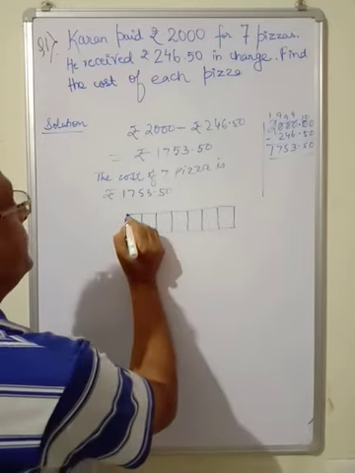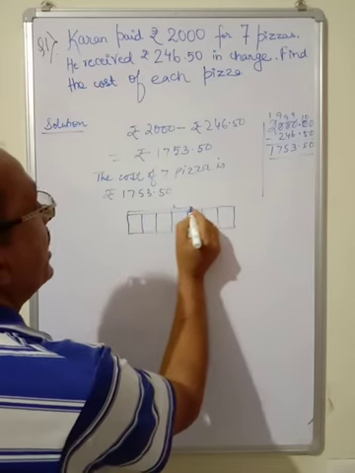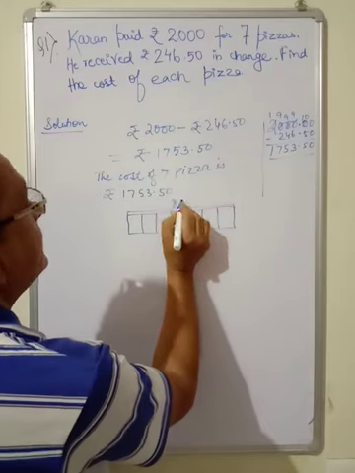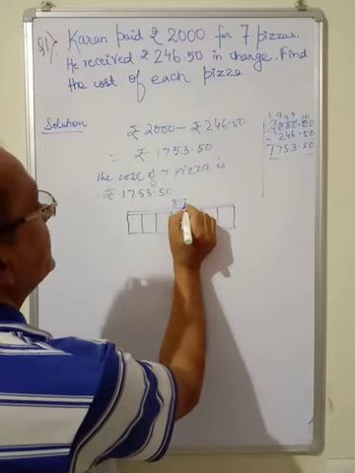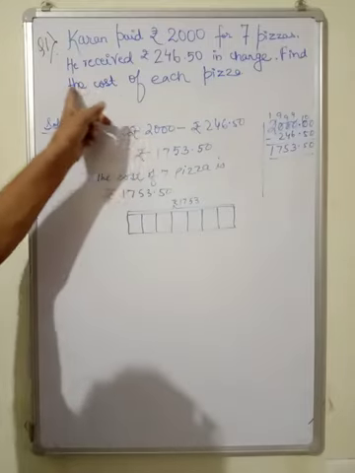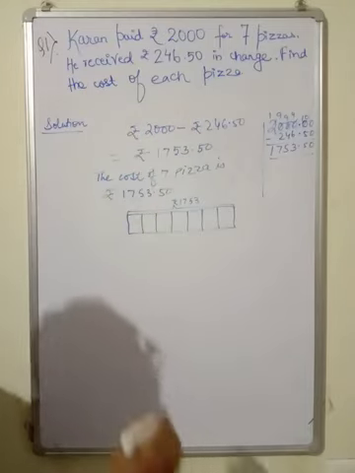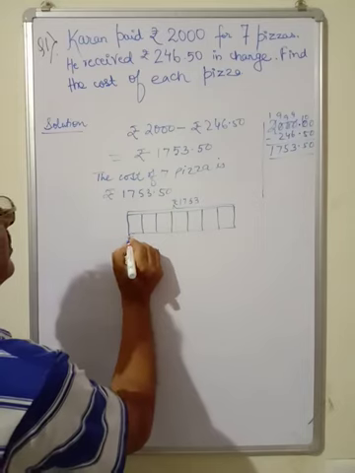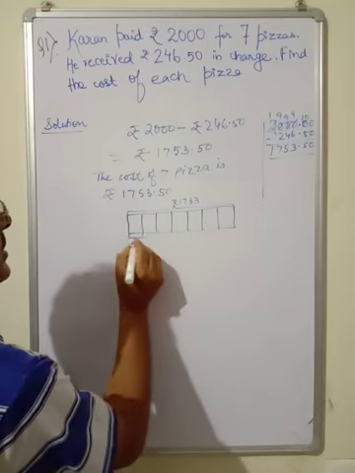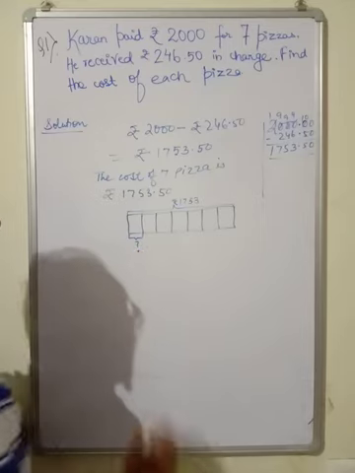Now you have to show like this, rupees 1753.50. And what is your question? What is the cost of each pizza? So just behind one pizza, give the question mark.